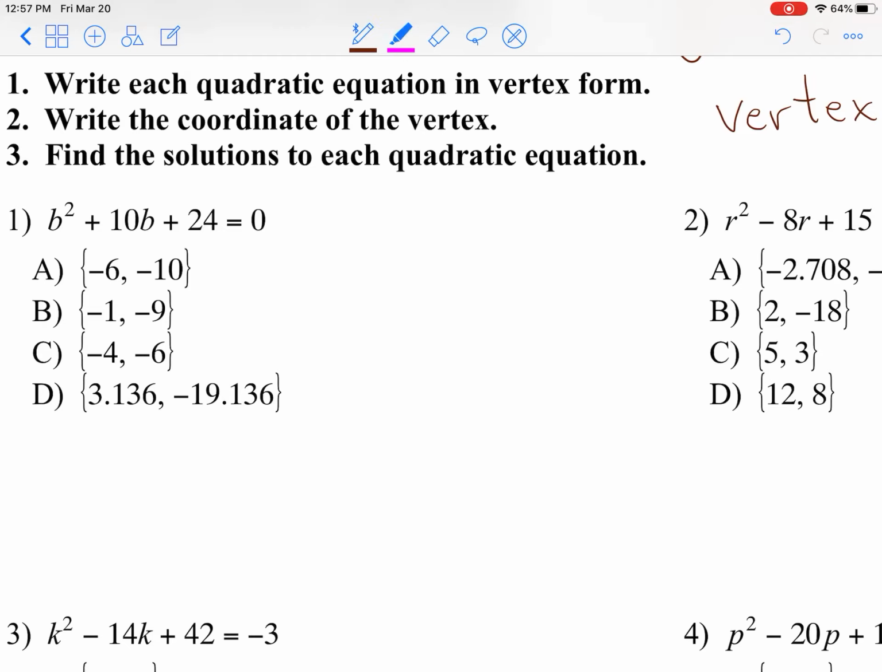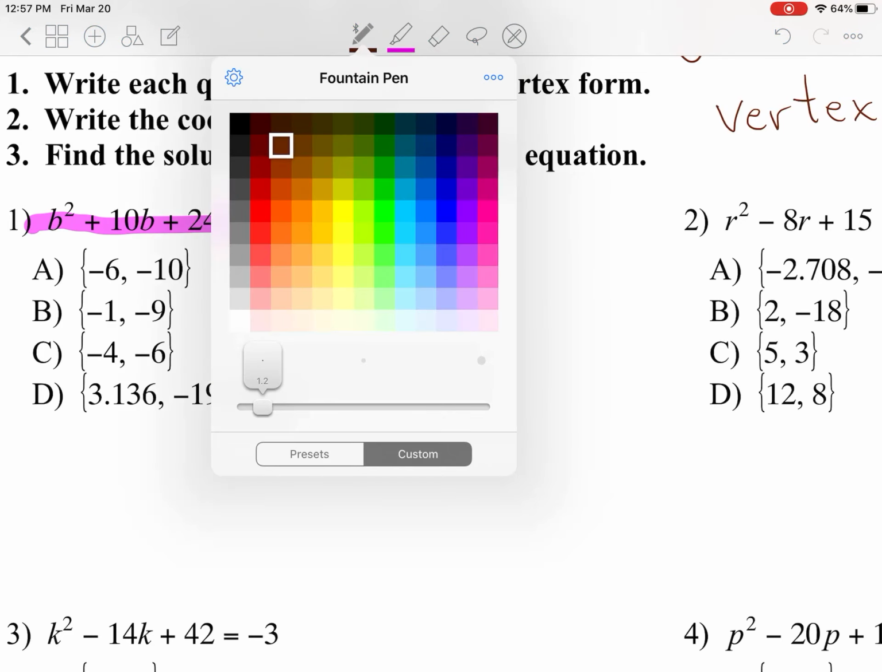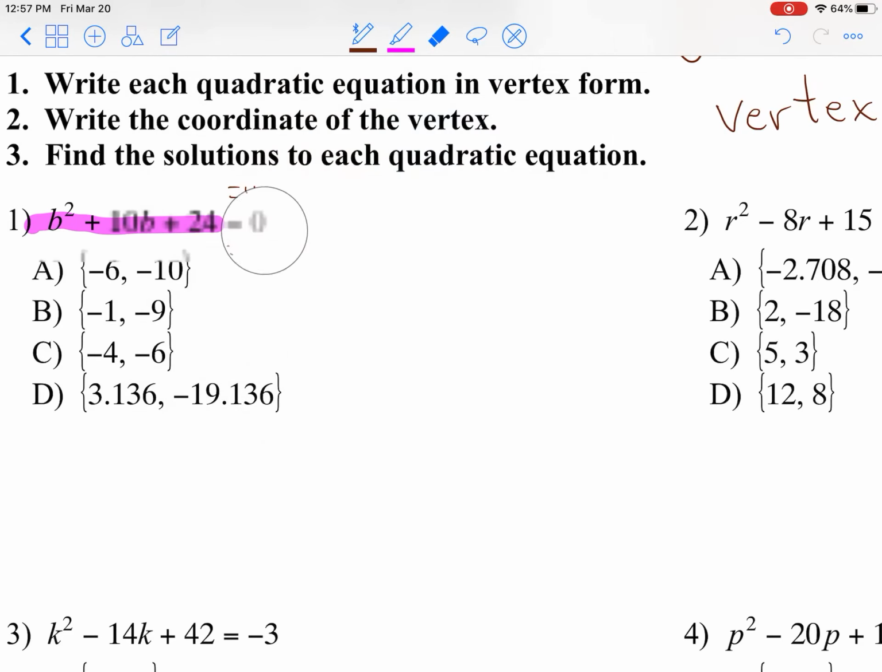Anytime we have standard form, which is what we have here, we can be equal to 0, we can be equal to y, we can be equal to f of x if it's a function. And if you notice, our vertex form wants us to be equal to y. So the first thing I'm going to do is change how my equation is written, and I'm going to set it equal to y.